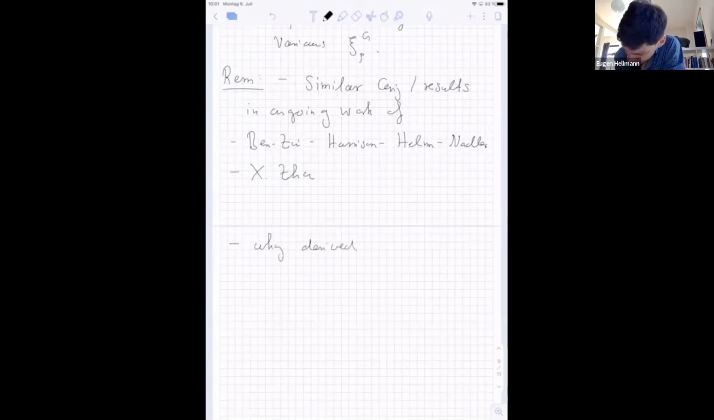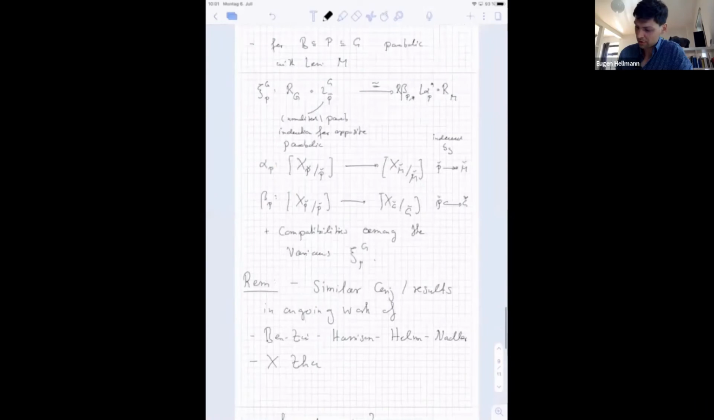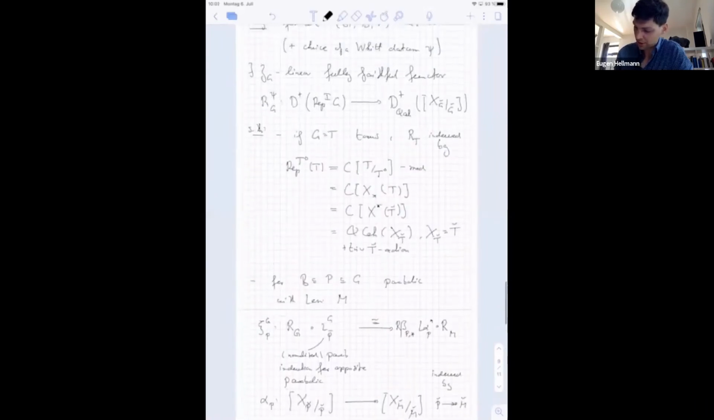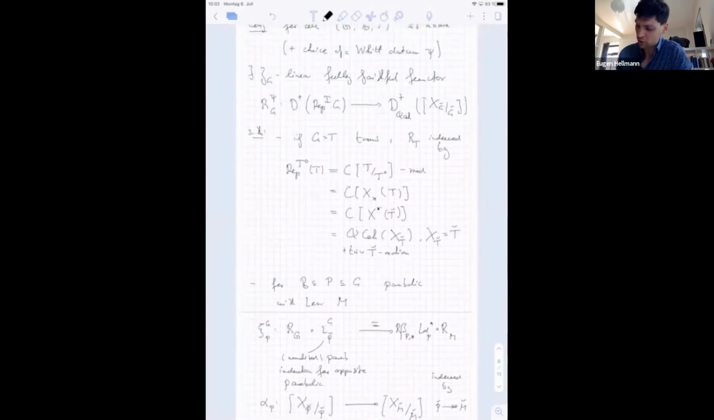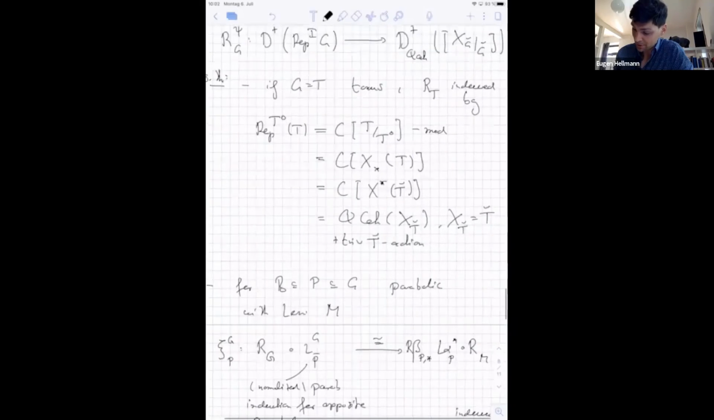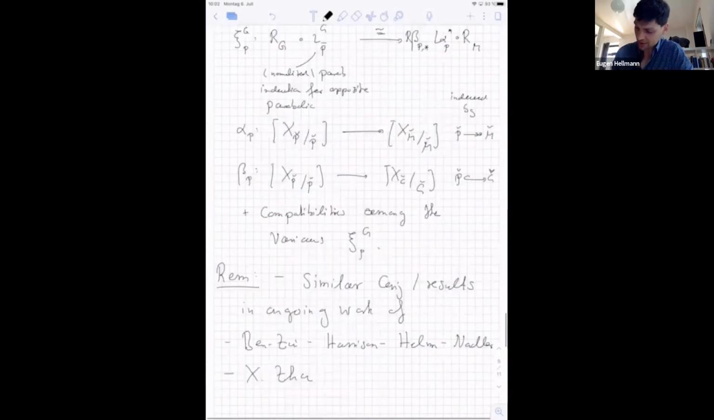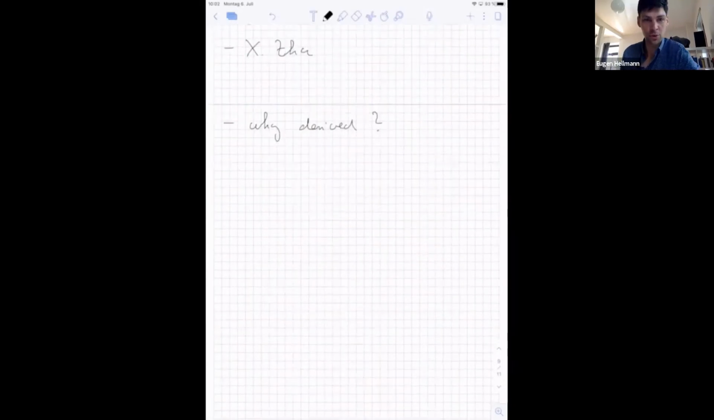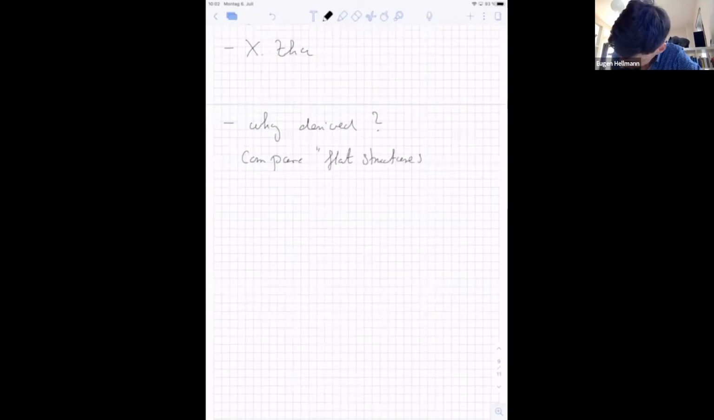Now let's go back to the mathematics. Why do I consider this to be a functor just between derived categories? The reason is that you compare, in a sloppy sense, flat structures with non-flat structures.